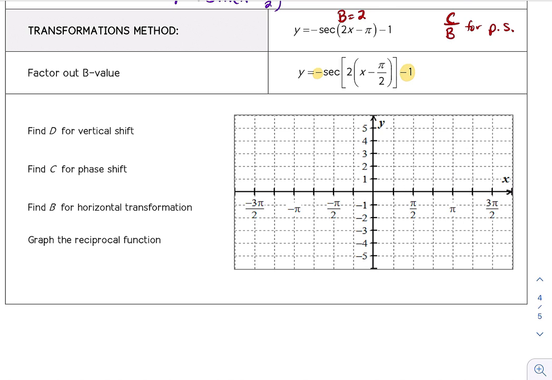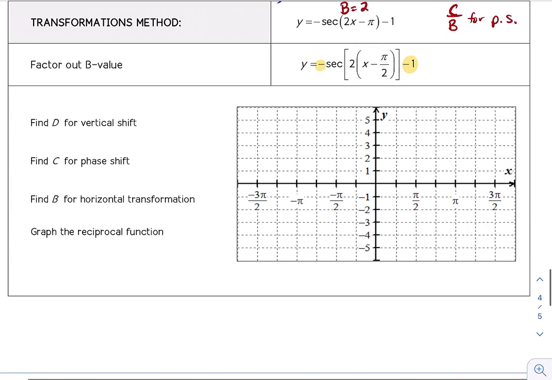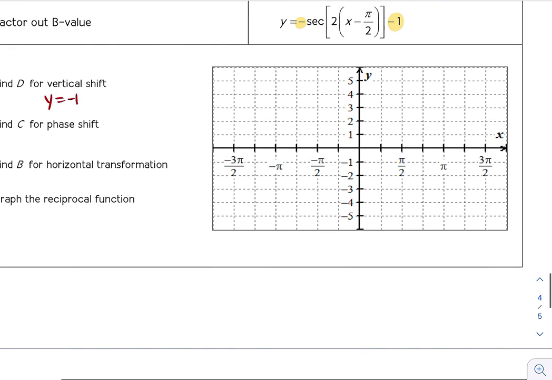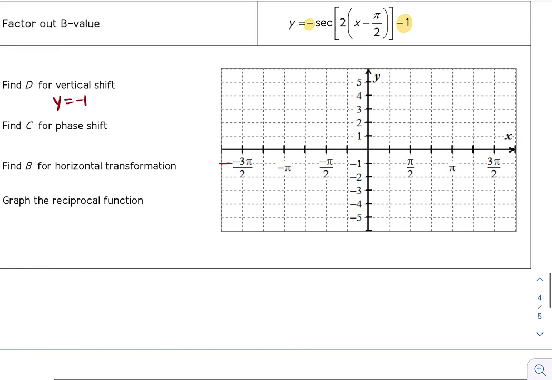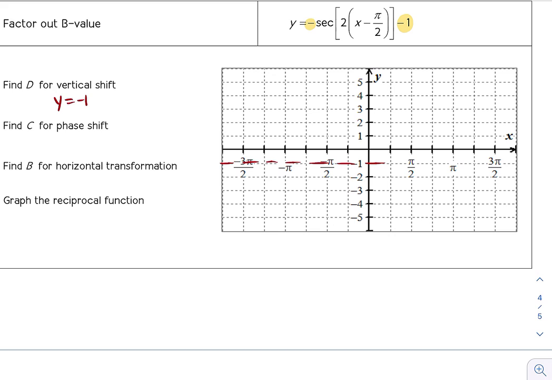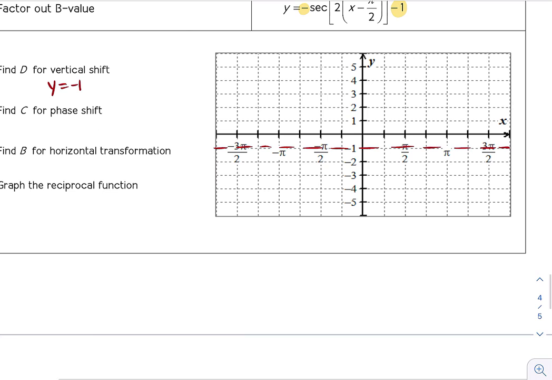First off, the vertical shift is going to affect our midline. I would always plot the midline first if the midline is not 0. In this case, D is our vertical shift. This gives us a midline of y equals negative 1. So this means that the line that passes through the middle of this graph is now at y equals negative 1 rather than being at y equals 0. So now I've retraced our midline.